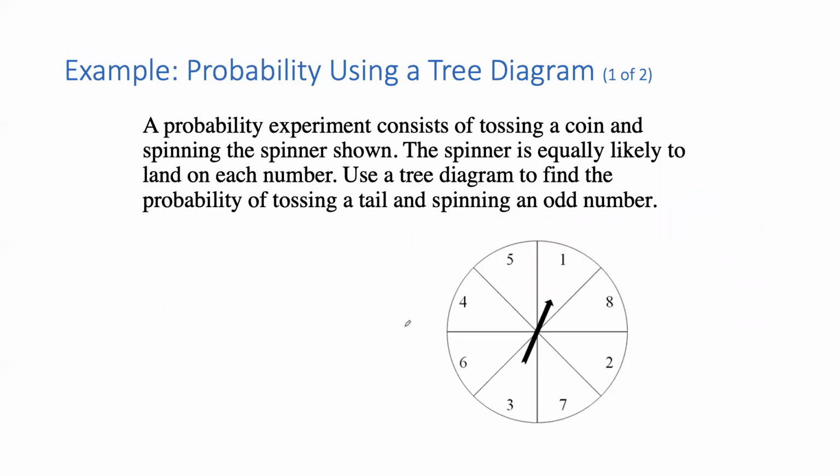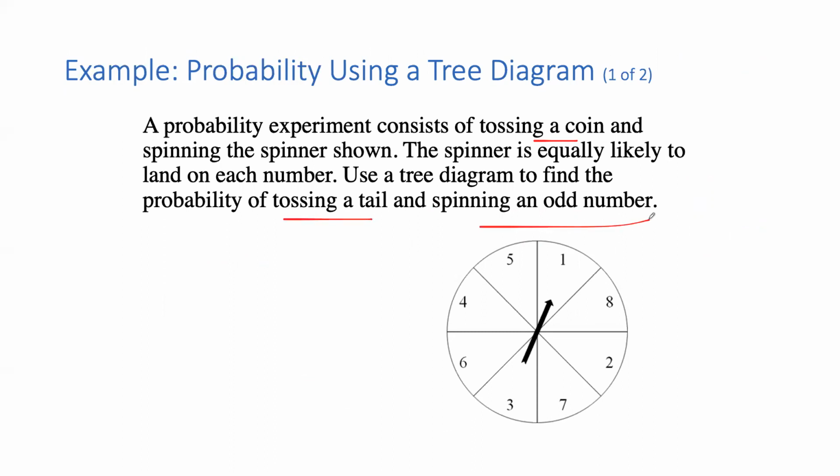Okay, probability using a tree diagram, just a quick review of what we've done. So a probability experiment consists of tossing a coin in the first stage of the experiment, and then spinning the spinner. If I spin the spinner, there's 1, 8, 2, 7, 3, 6, 4, 5. So 8 different numbers can show up on the spinner. Use a tree diagram to find the probability of tossing a tail and spinning an odd number.